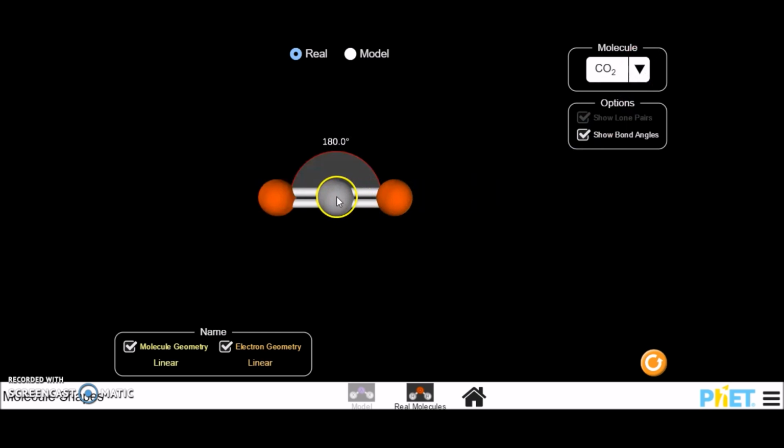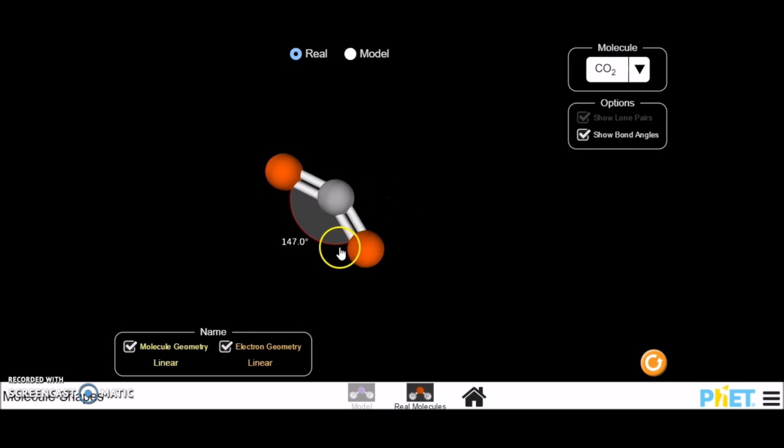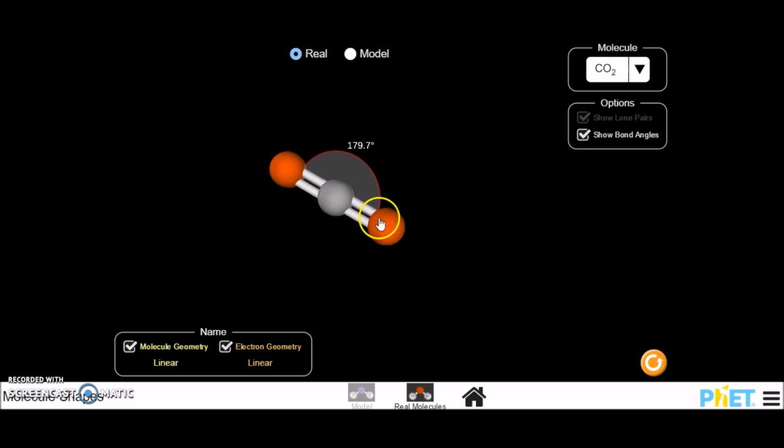You can see oxygen, carbon, and oxygen. And if I move this around, you can see that it is going to be a linear molecule. It is a 180 degree bond angle on there.